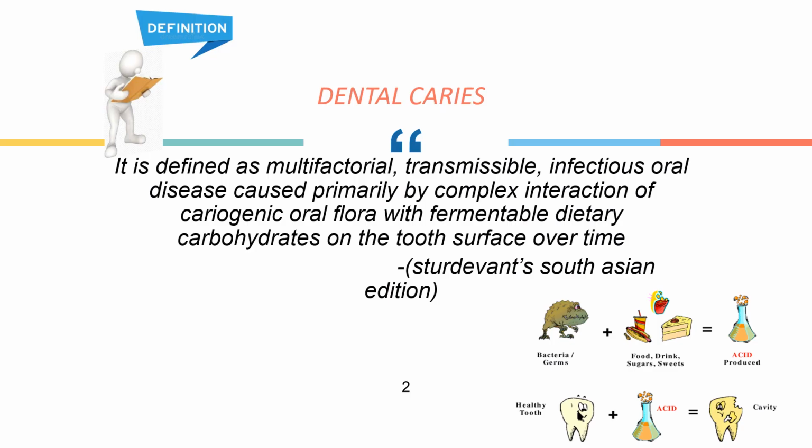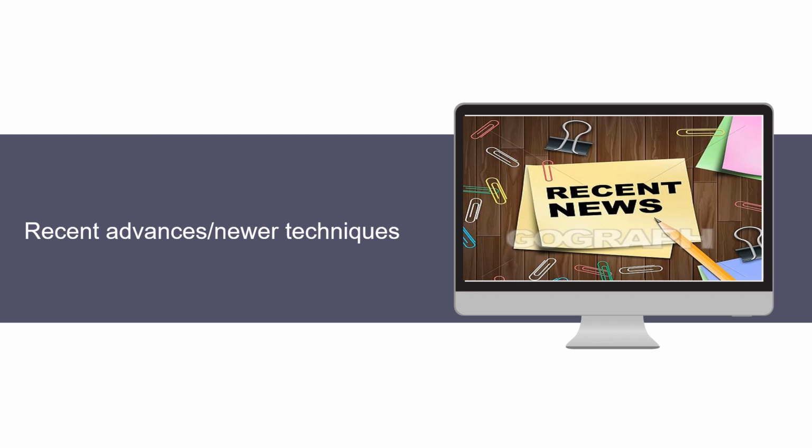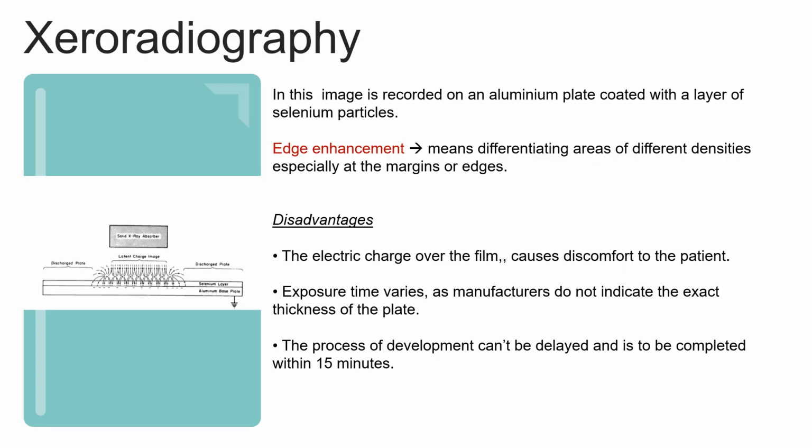What is dental caries? By definition, caries is a multifactorial transmissible infectious oral disease caused primarily by complex interaction of cariogenic oral flora with fermentable dietary carbohydrates on the tooth surface over time. There are several methods to detect initial caries, and there are an n number of recent advances that help in caries diagnosis. Now, the first advancement is xeroradiography.